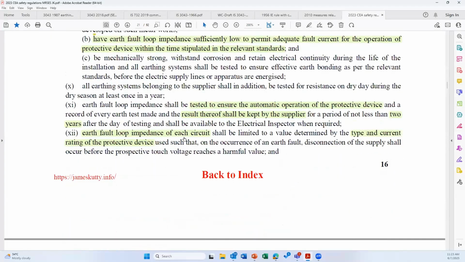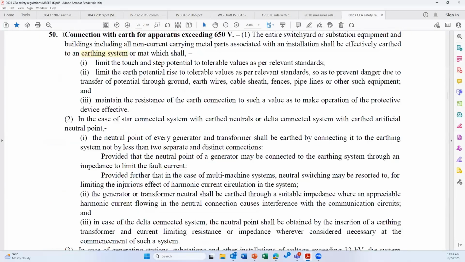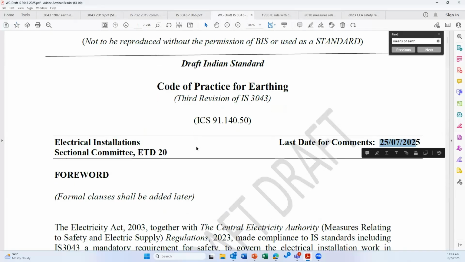If you go to the next regulation, regulation 50, which is earthing above 650 volt, connection with earth for apparatus exceeding 650 volt. Now, read here. The first requirement is to limit the touch and step potential to a tolerable value as per the standard. The idea is people should not get shock. You have to ensure that the touch and step voltages are within certain limits. As a result, people don't get shocked. So now the new draft IS 3043 was published on 25th of May, and the last date for comments is 25th of July.